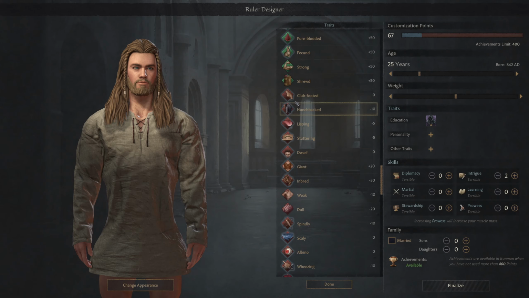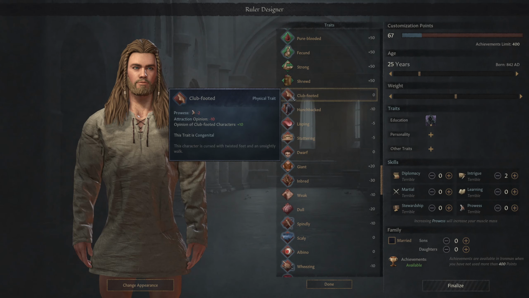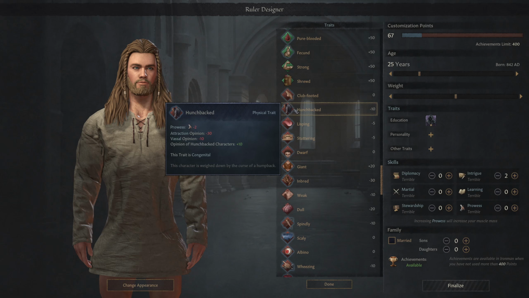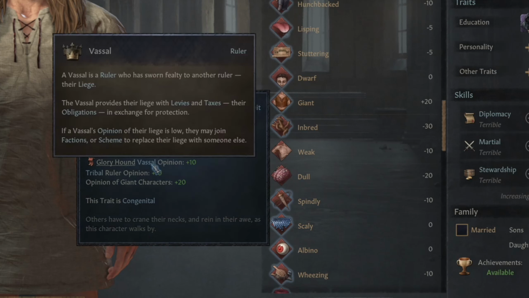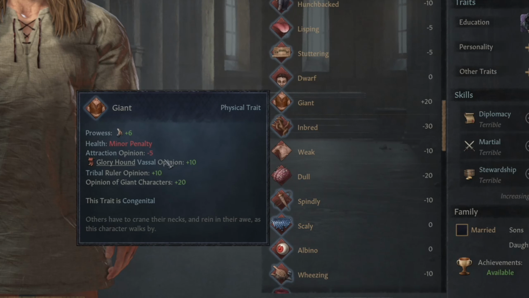The next section here is all red congenital traits, and they're all really bad unless you want to do a challenge run, except for Giant, which although it's a negative trait, it costs points because it gives good stats for a tribal ruler. We have plus 10 tribal ruler opinion, and also most tribal realms all have glory hound vassals, so about a total of plus 20 opinion, and it's inheritable.